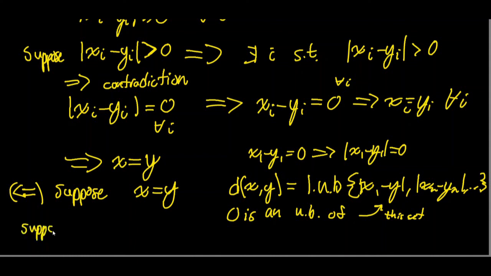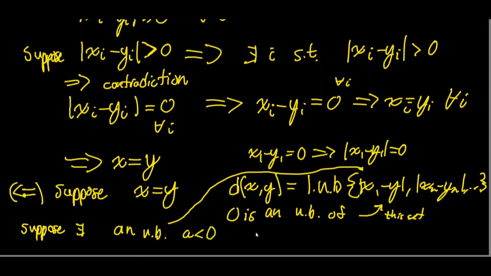So suppose there exists an upper bound of this set, say a, that is strictly smaller than 0. Well, if a is strictly smaller than 0, and |xi - yi| is greater than or equal to 0 for all i, then this implies that |xi - yi| is greater than or equal to 0, and 0 is strictly greater than a. So we found an element that is greater than our supposed upper bound that we are supposing exists.